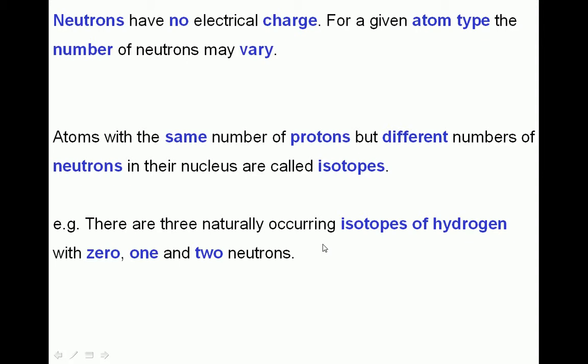For example, there are 3 naturally occurring isotopes of hydrogen. The most abundant is that which has simply a proton in the nucleus and no neutrons. But then there are 2 rarer forms, one which has 1 proton and 1 neutron in the nucleus, and an even rarer form which has 1 proton and 2 neutrons in the nucleus. The isotope with 1 neutron and 1 proton is known as deuterium, and the isotope with 2 neutrons and 1 proton is known as tritium.